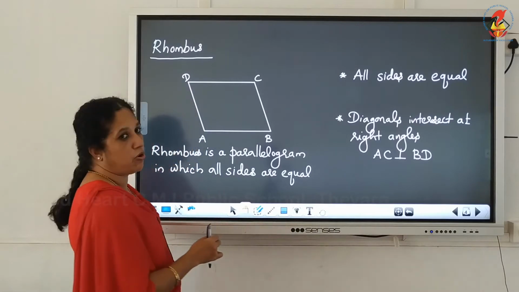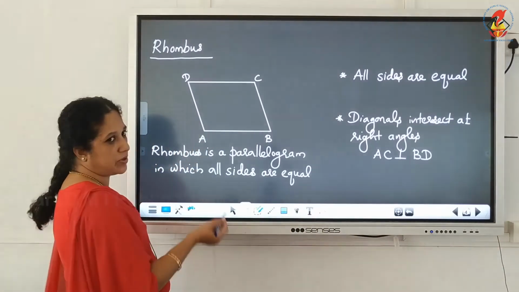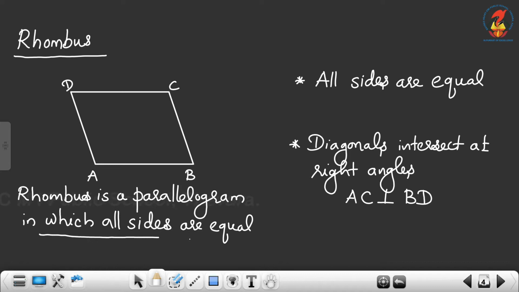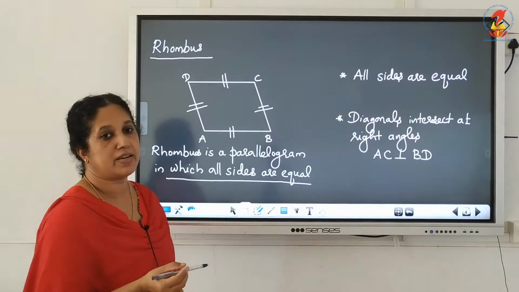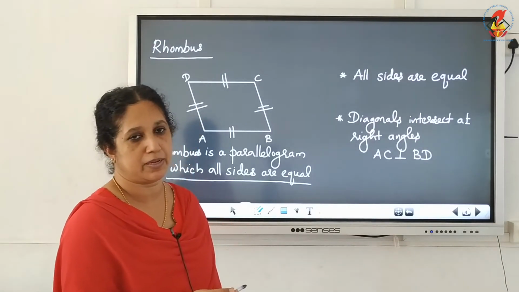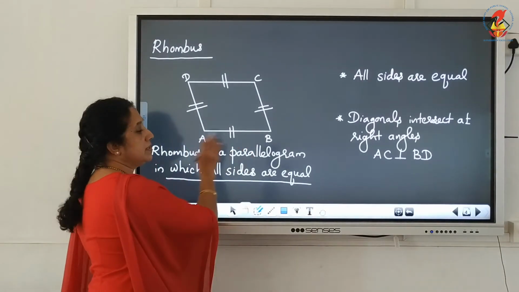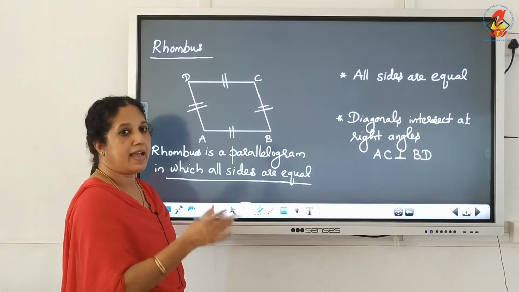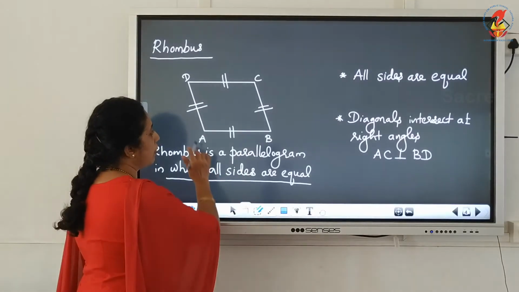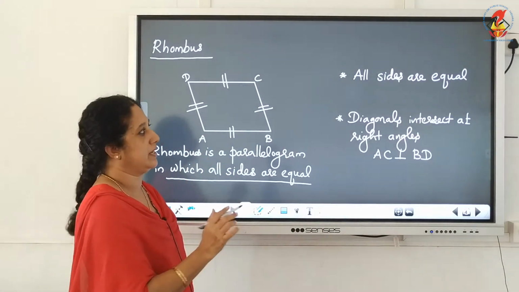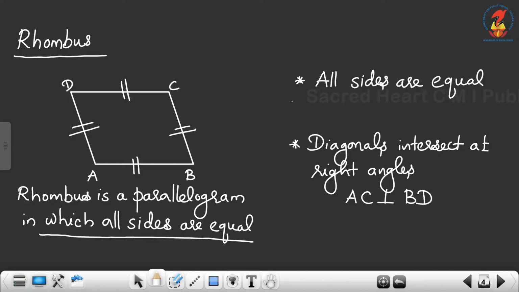Now next one, rhombus. Rhombus is also a parallelogram in which all sides are equal. If all the four sides are equal, we can call it a rhombus. So rhombus is a parallelogram, therefore it satisfies all the properties of the parallelogram. So this rhombus has all the properties of the parallelogram, and again we can say that all sides are also equal.